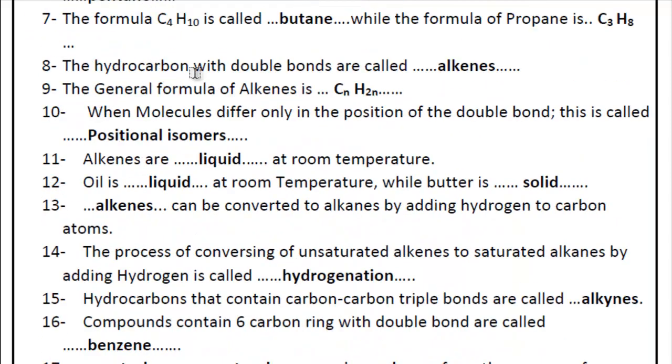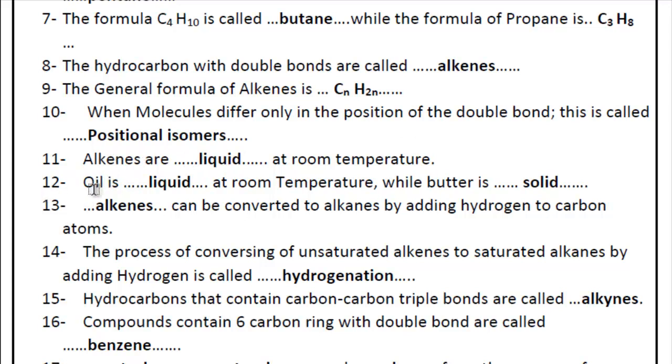Number 8, the hydrocarbons with double bonds are called alkenes. The general formula for alkenes is CnH2n. Number 10, when molecules differ only in the position of the double bonds, this is called positional isomers. And we should know that alkenes are liquid at room temperature.